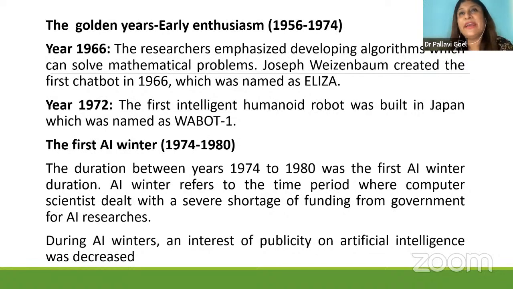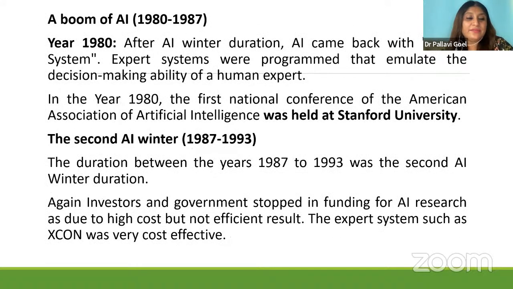If you want to become an AI analyst or AI scientist, you need to have good hands-on experience with mathematics problems. The first intelligent humanoid robot was built in Japan, named Wabot. The duration between 74 and 80 was the first AI winter. It refers to the time period where computer scientists dealt with a severe shortage of government funding for AI researchers. During AI winters, interest and publicity on artificial intelligence decreased. Please move to the next one.